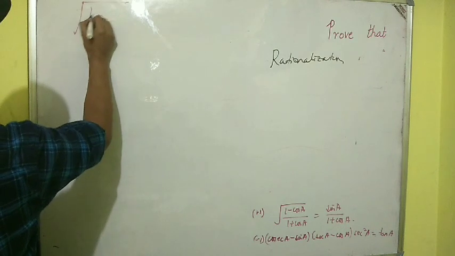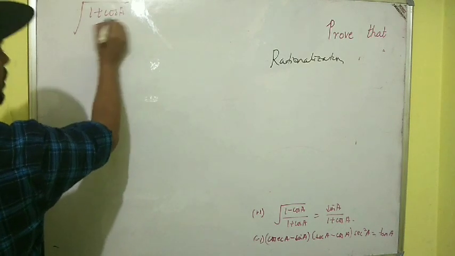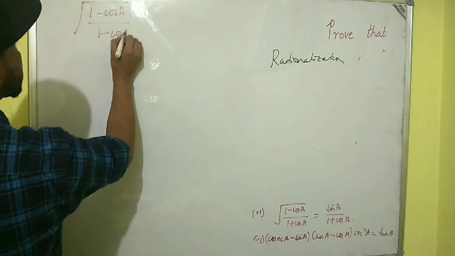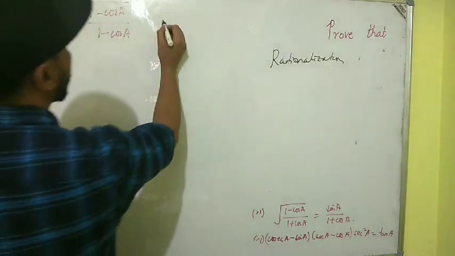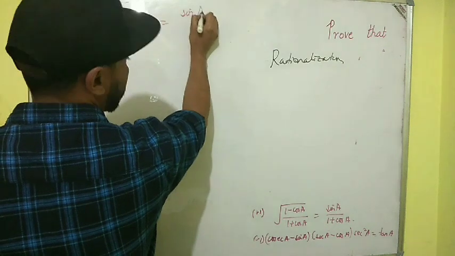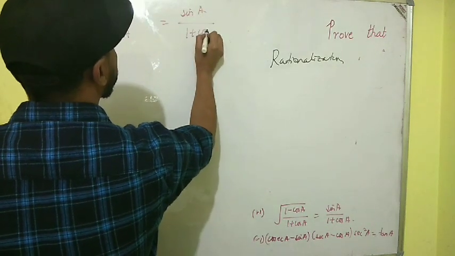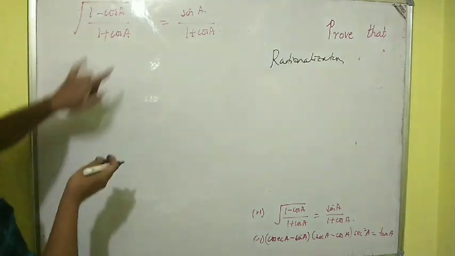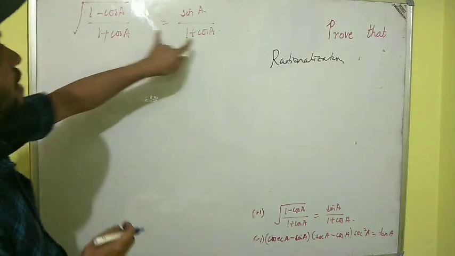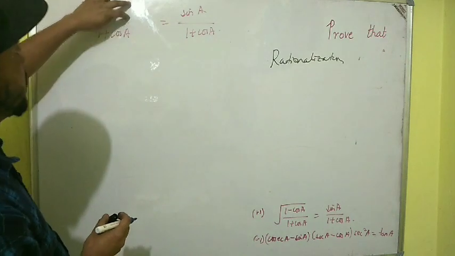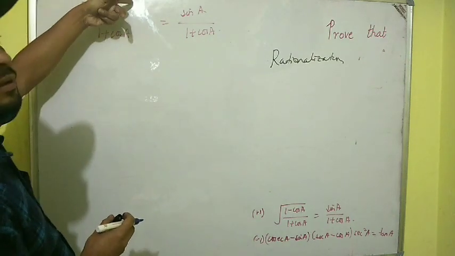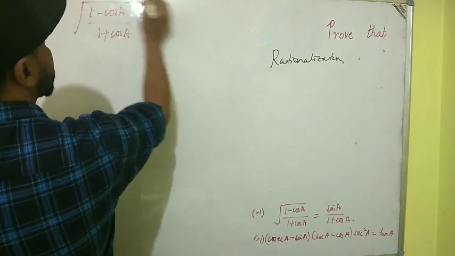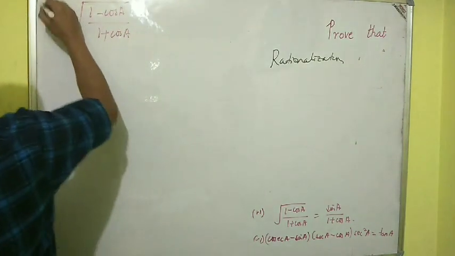Root under (1 plus cos A) divided by (1 minus cos A) equals sin A by (1 plus cos A). Now this is what I was talking about. If you look at this one, the denominators are the same. So what we need to do here is rationalize the numerator. Taking left hand side, rationalizing. You have to write that one, rationalizing.